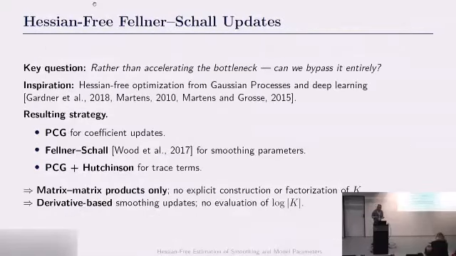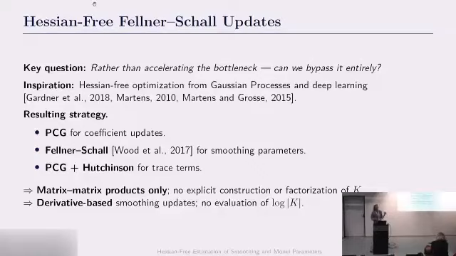And now the question is, instead of trying to accelerate this bottleneck by using parallelization or some sparsity assumptions, can we bypass it entirely? And there's some literature on deep learning and also on Gaussian processes where they do Hessian-free optimization. And Hessian-free optimization in the deep learning context is built on the idea that I use some approximation of the Hessian and then incorporate the second order information via this approximation in the optimization of the model parameters by solving with a preconditioned conjugate gradient with this approximate Hessian.